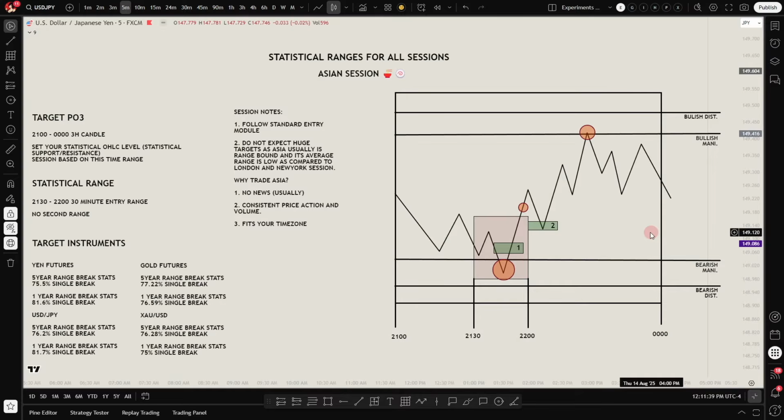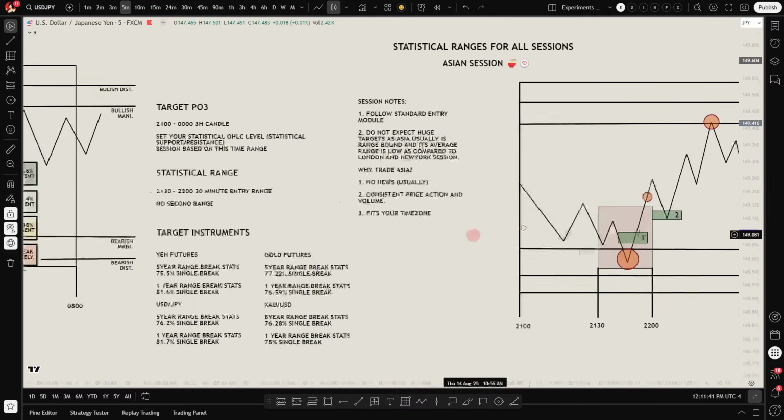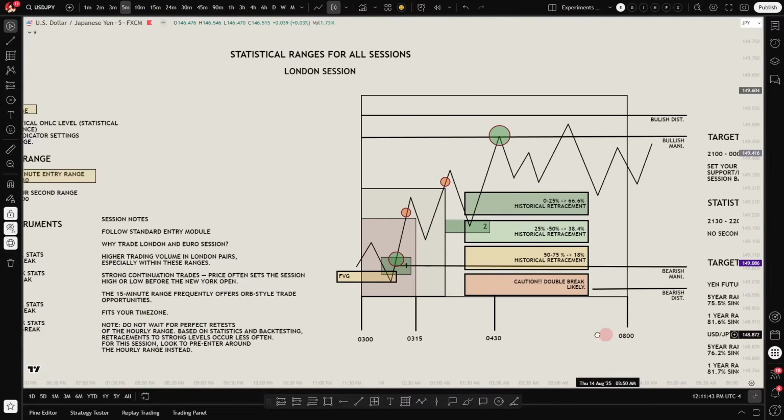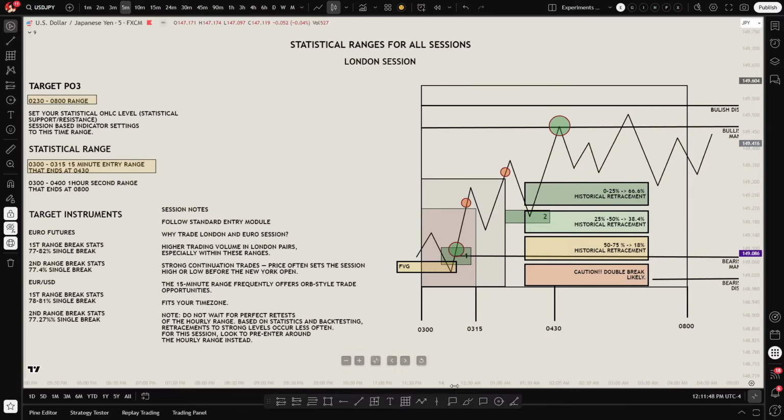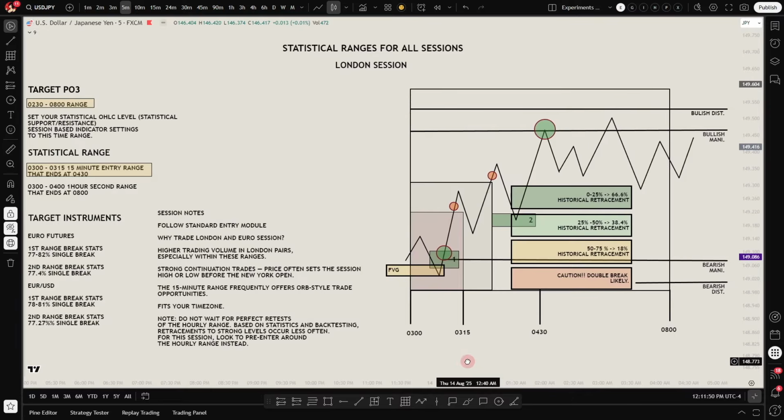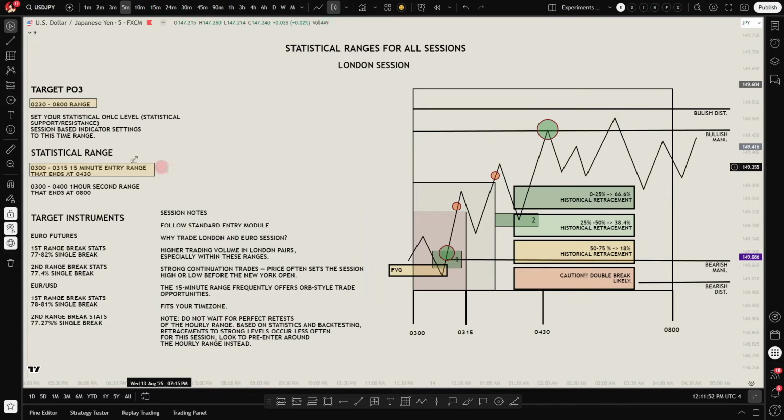London session. The London session range runs from 2:30 a.m. to 8:00 a.m. Our statistical support and resistance levels are derived from this time window. Unlike Asia, London has two statistical ranges, which add confluence to directional bias.